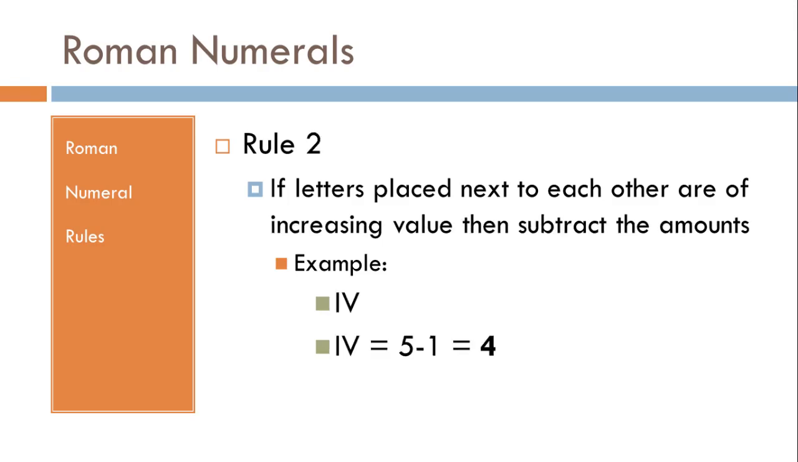On to rule number 2 of Roman numerals. If the letters placed next to each other are of increasing value, then subtract the amounts. So I have, for example, IV. I is 1, V is 5. We're increasing, so we're going to subtract. I told you earlier, 1 before 5 equals 4. So IV, 5 minus 1 equals 4. I could do the same thing with 9. 1 before X, we're increasing value from 1 to 10. We're going to subtract 10 minus 1, and that would get you 9. So you can see how we get 4 and 9 from rule number 2.